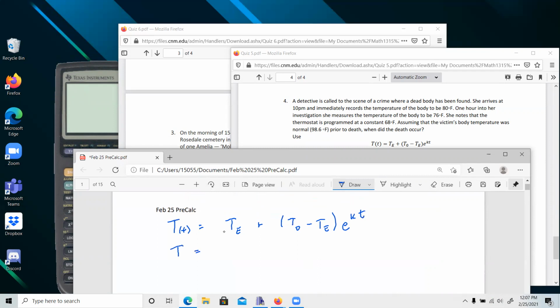So we're just going to abbreviate this to T. That's the temperature. T sub E, that's our environmental temperature, that's our 68 degrees. I'm not even going to put the units in because we're not really going to need them. Plus, what's the initial temperature? Well, assuming it was a living body before he got murdered, 98.6, minus the temperature of the environment, 68, times e.